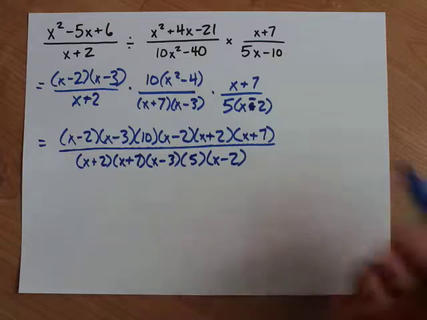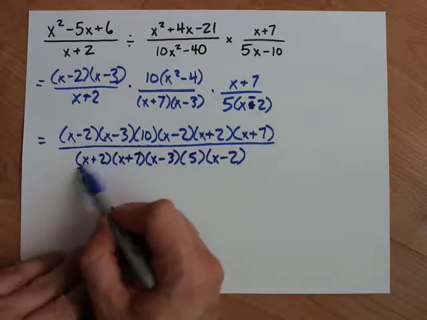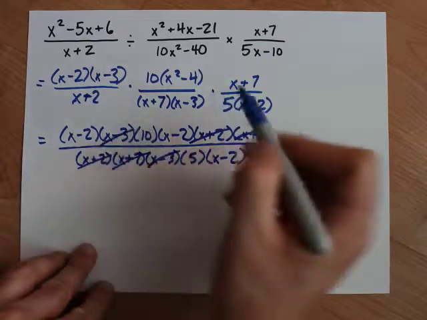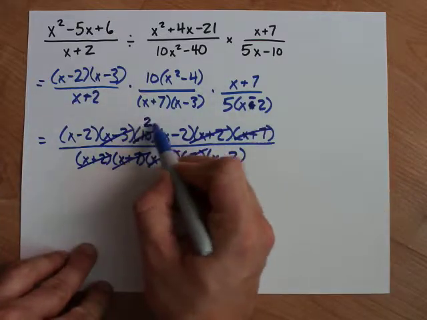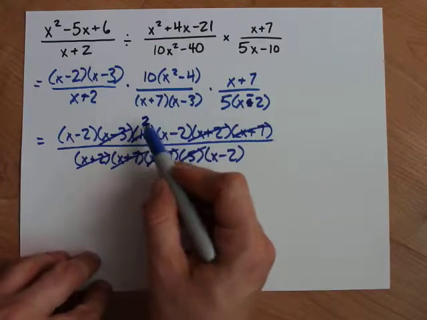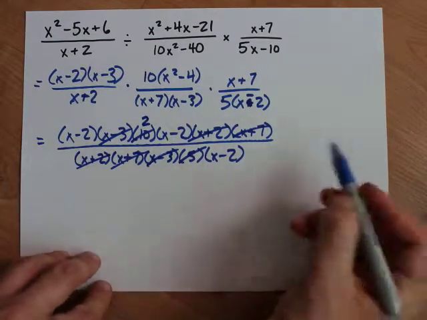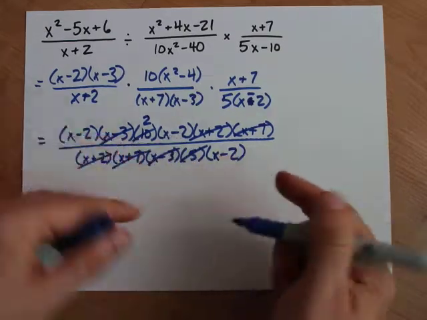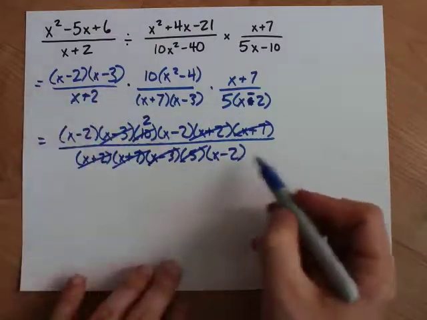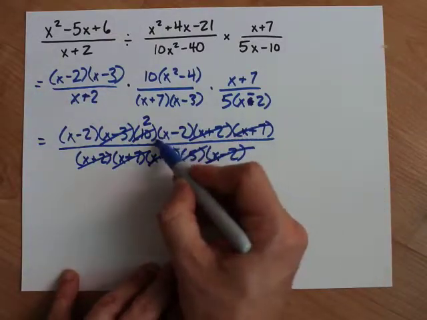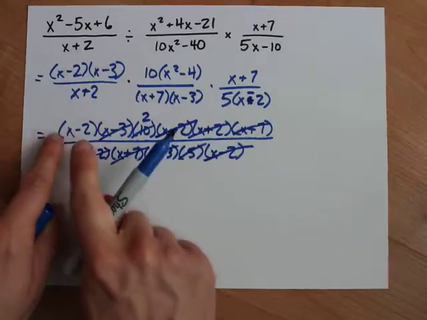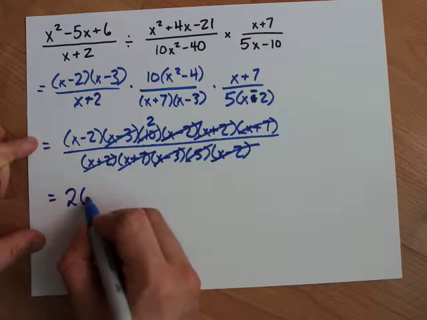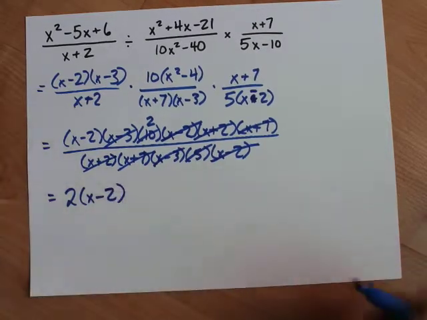Luckily for me, a bunch of this junk cancels. X plus 2's cancel, x plus 7's cancel, x minus 3's cancel, 5 cancels with 10, leaves behind 2, because I'm dividing, remember? And this x minus 2 can cancel with one of these x minus 2's, not both. You can only cancel one thing at a time from the top and bottom. So that x minus 2 disappears with that x minus 2, and that's it. This x minus 2 is left over. My final answer here is just regular 2 times x minus 2, and that's it.